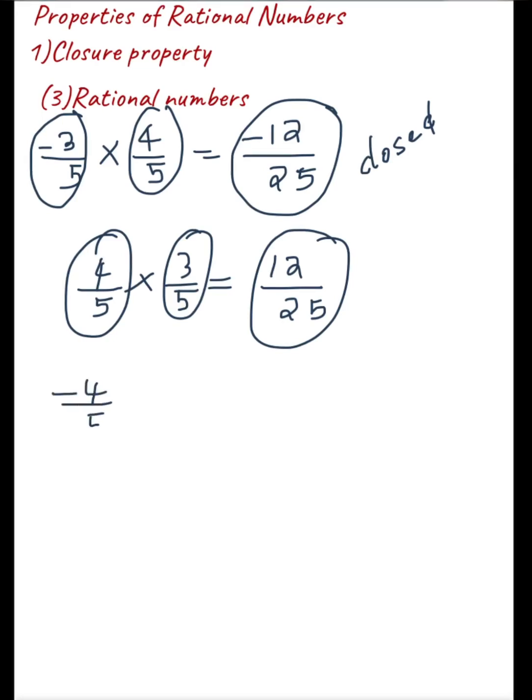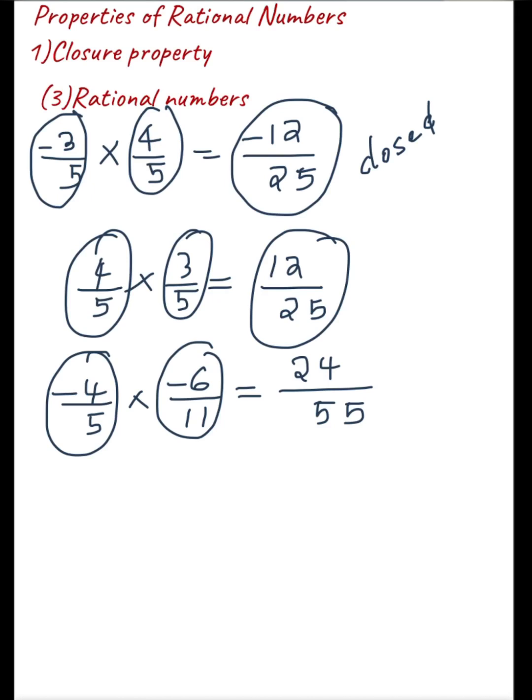Now minus 4 by 5, and I am going to multiply it with minus 6 by 11. Now what will be the answer? You know that minus 4 into minus 6 is 24. And what is 5 into 11? It's 55. So our answer is 24 by 55. Here also you have taken two rational numbers and multiplied them, and the answer is again a rational number. That means you can say what? Rational numbers are closed under, sorry, not subtraction, multiplication. You are taking two rational numbers and multiplying them, and the answer is again a rational number. That means rational numbers are closed under multiplication.